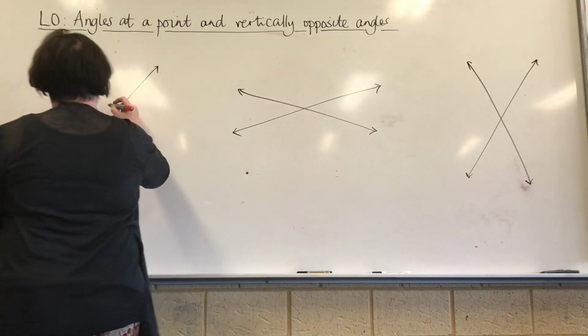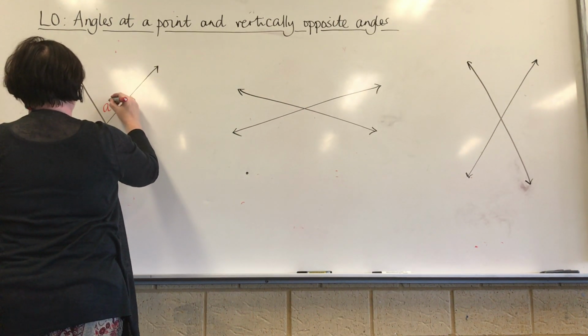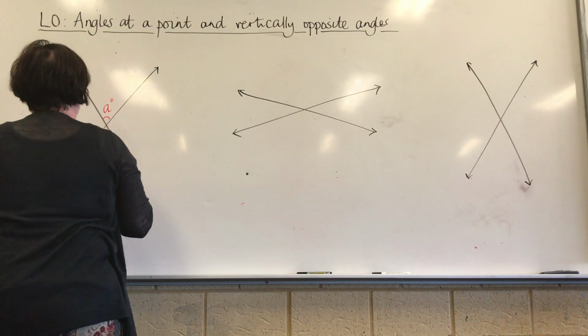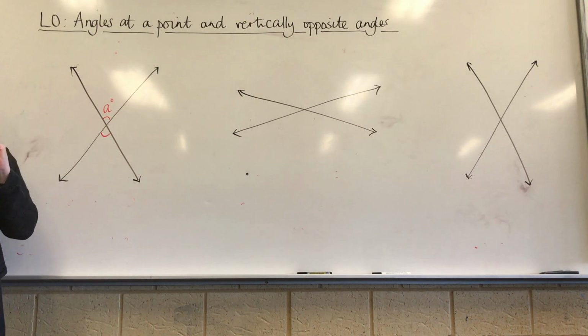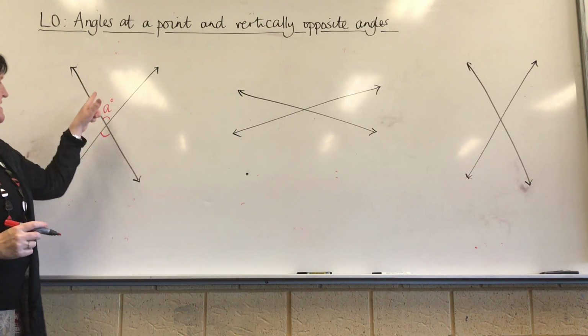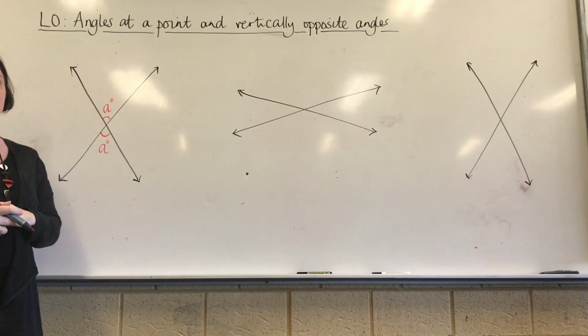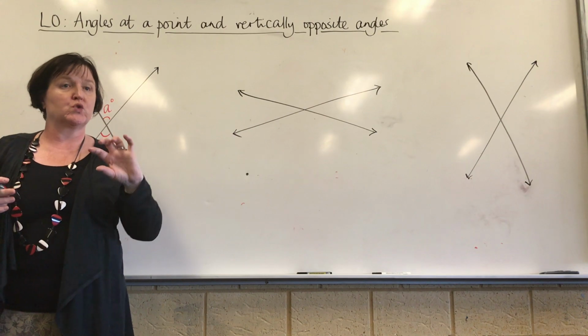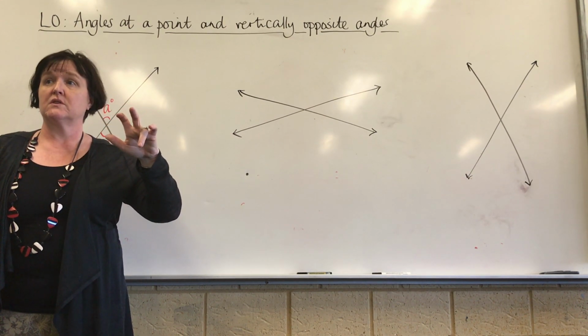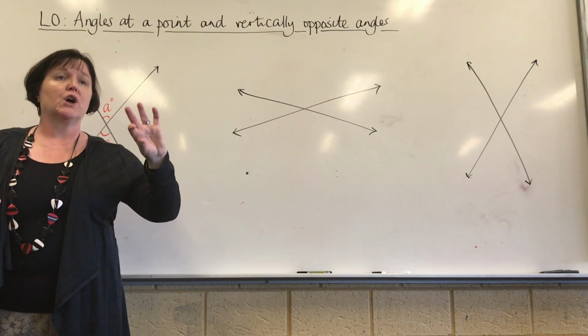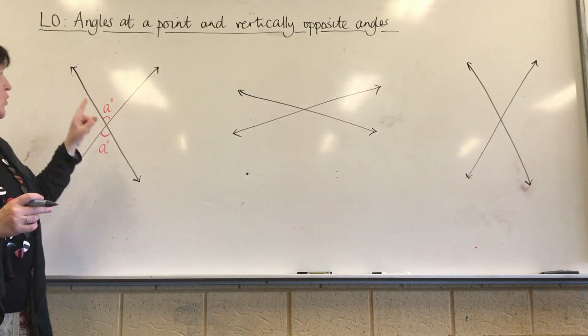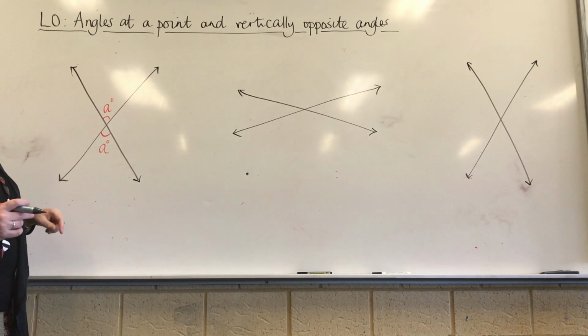So, let's have a look at this one. We've got angle A here, and the angle that is vertically opposite to this one is this one here. You may hear them just called vertical angles, or opposite angles, but in Australia, we call them vertically opposite, okay?